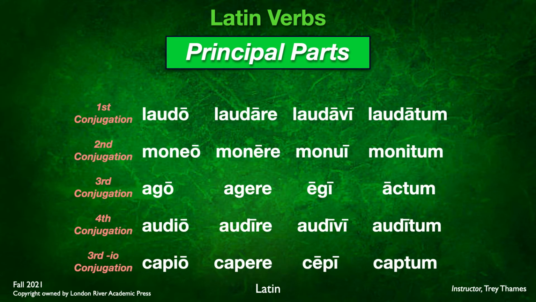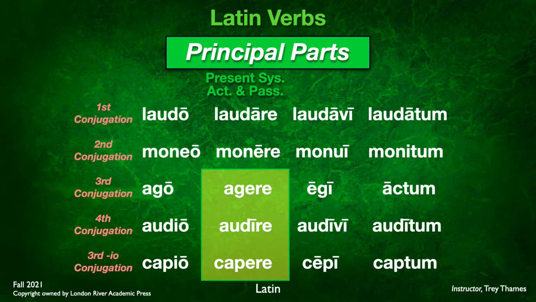We've already looked at first and second conjugation, laudo, laudare, and moneo, monere. Right now we're going to be looking at third conjugation, ago, agere, fourth conjugation, audio, audire, and third IO, capio, capere. And if you'll remember, what we've said before is that third IO has some characteristics like third conjugation, but they also have some characteristics like fourth conjugation. And we'll see how this plays out in the different verbs.